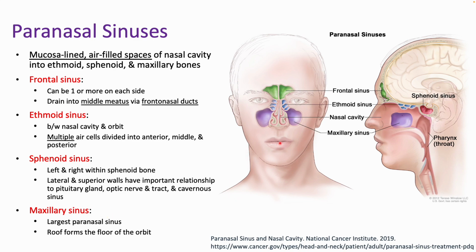Finally, we have our maxillary sinus, which are going to be the purple ones here. And these are the biggest paranasal sinus that we have. So these are really big. And the roof of it is going to form the floor of the orbit. So you can see it goes all the way up to the orbit here, and so the roof is going to be the floor.